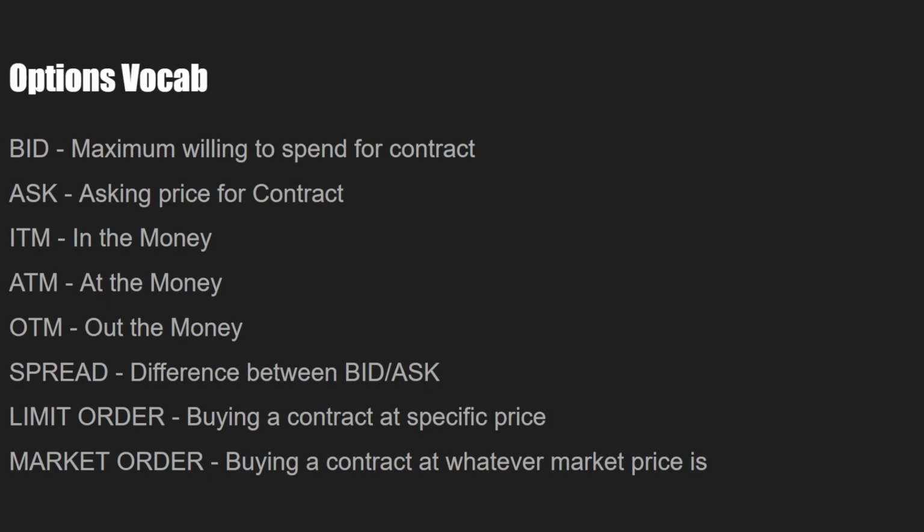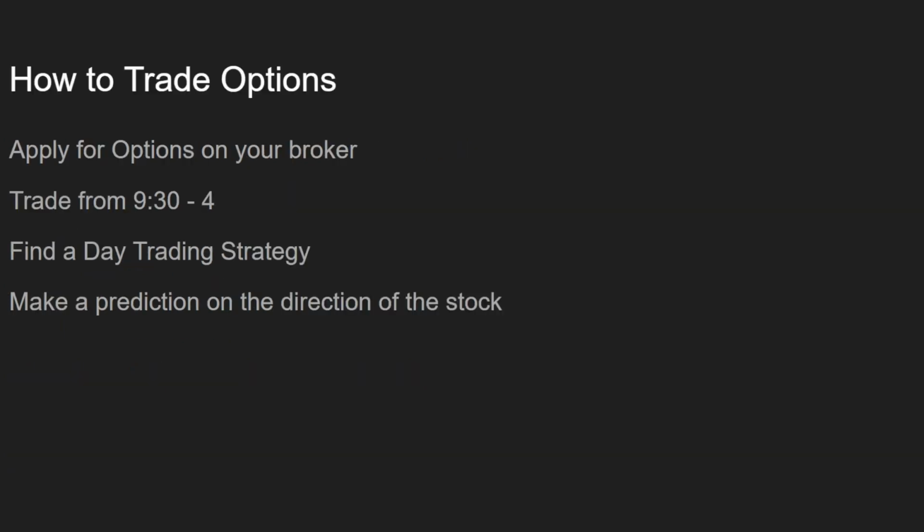And now we have limit order. This is when you buy a contract at a specific price. Market order is when you're buying a contract at whatever the market price is, and that's usually a little higher than limit order.